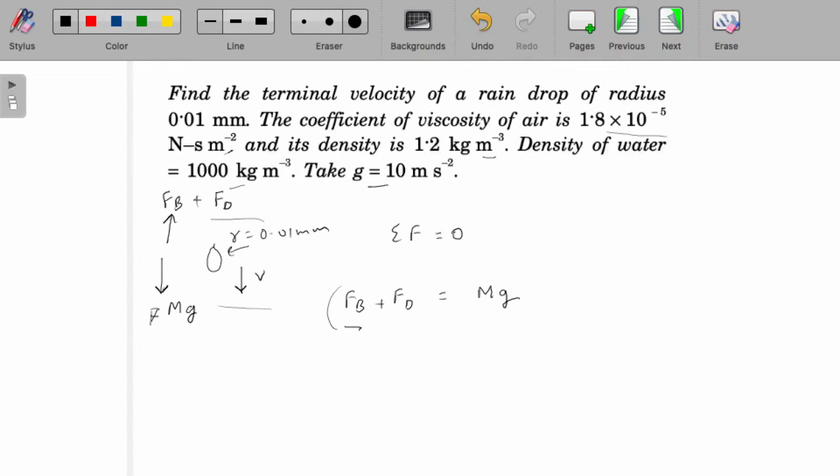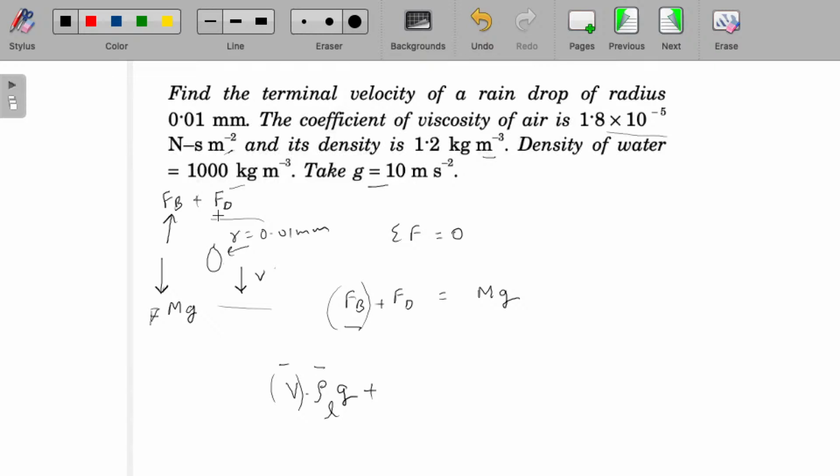This Fb is just supposed to be equal to the volume of the raindrop times the density of the liquid, obviously. Because volume into density of the liquid is going to give us the weight of the liquid displaced, which is going to be the same volume as the raindrop. So into g, that's going to be your Fb, plus the drag force.